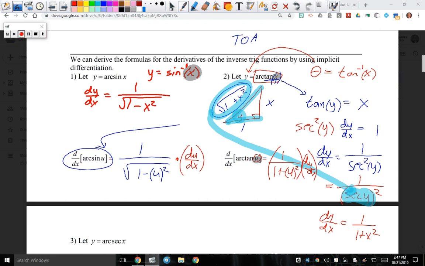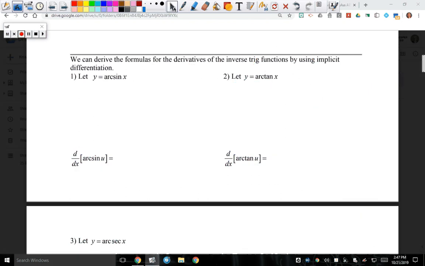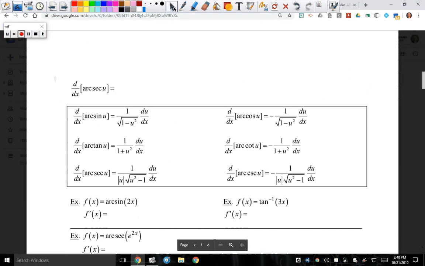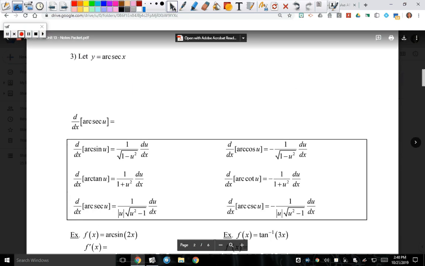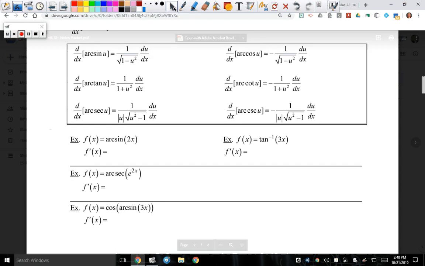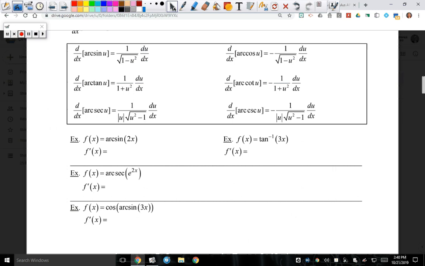Okay, so those are the only two that, for the sake of time, I will show you basically the long way. Arcsecant, I'm not going to show you, just for the sake of time. But these are the 6 that we need to memorize for the test. Okay? Here we go, and I'm going to help you memorize them right now.